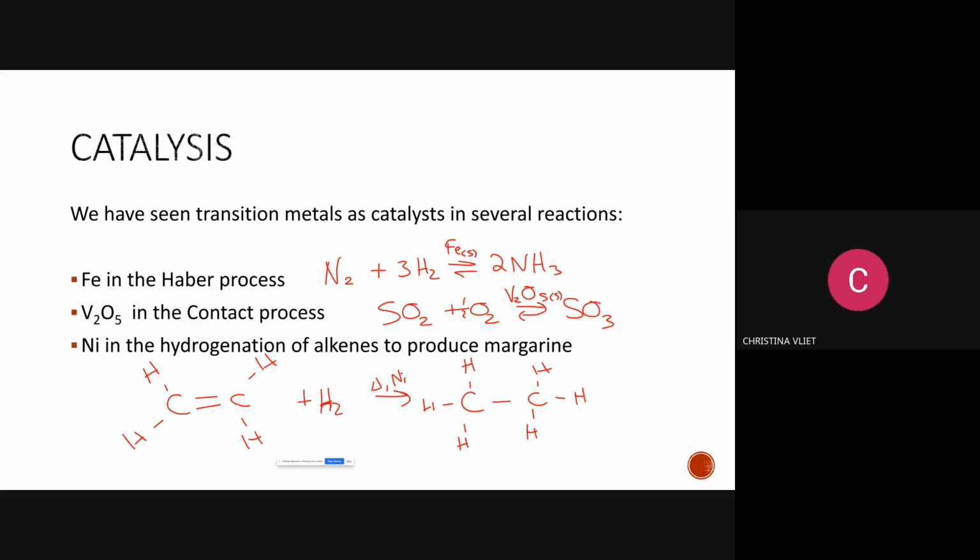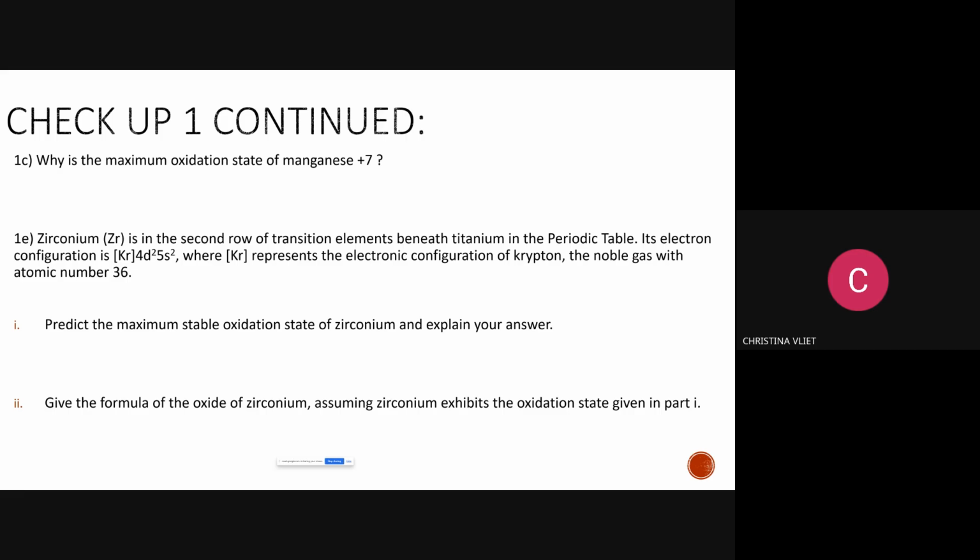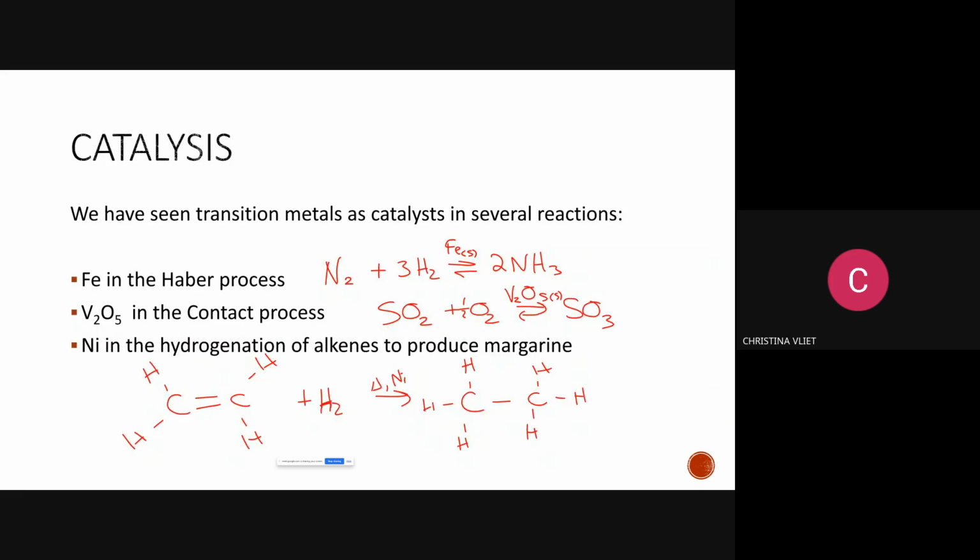So Cambridge wants you to be aware that transition metals are often used as catalysts in many different chemical reactions. These are a few of the ones that I would just know by heart because they're shouted out a lot. All right, so I'll pause.